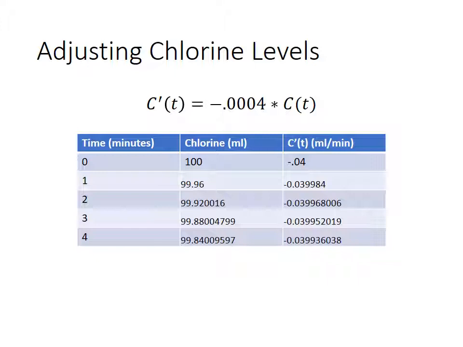It would take a lot of steps, but you could set up a spreadsheet to do all the heavy lifting for you, and eventually you'd be able to figure out when we would get down to 75 milliliters of chlorine in the pool. And of course, you could be even more accurate than doing it by the minute. You could do it by the half minute or even by the second. And you just got to use your spreadsheet to do that heavy lifting for you.